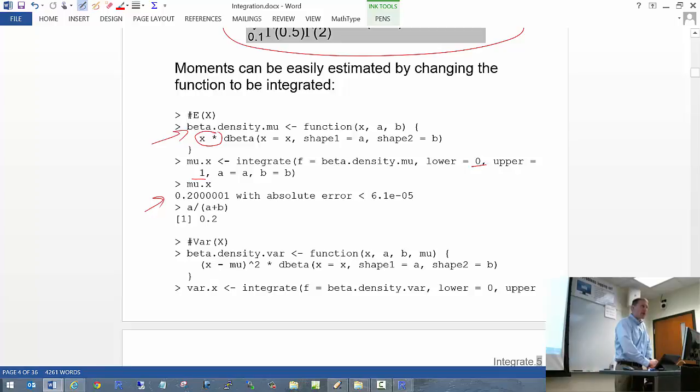And from your Stat 883 days, you know that the mean of a beta random variable is alpha over alpha plus beta. If we actually evaluate it, we of course get exactly the same thing.